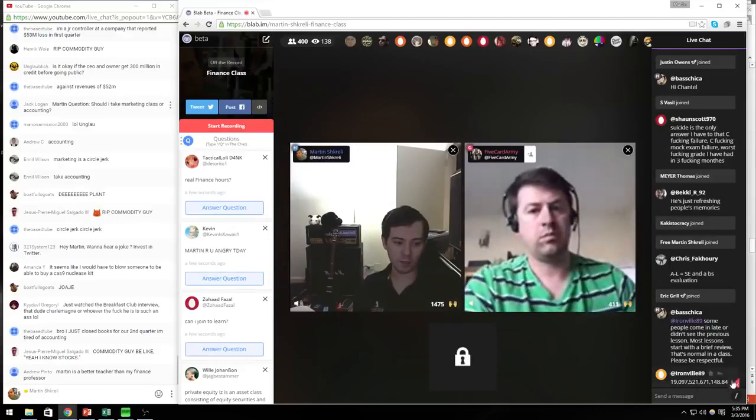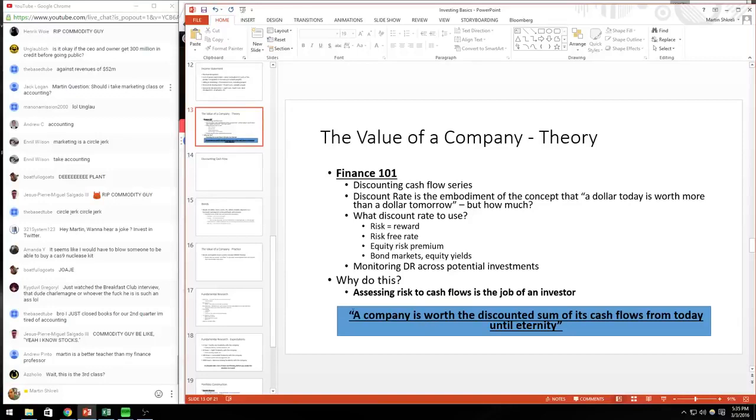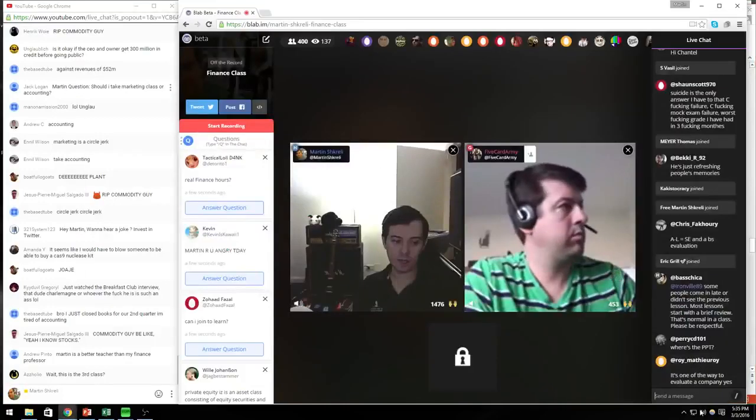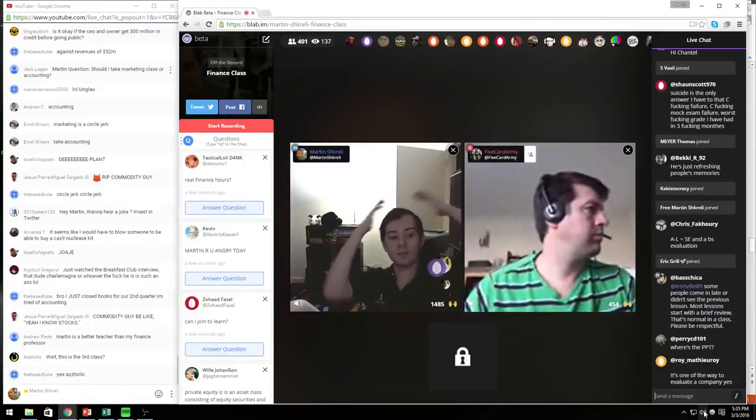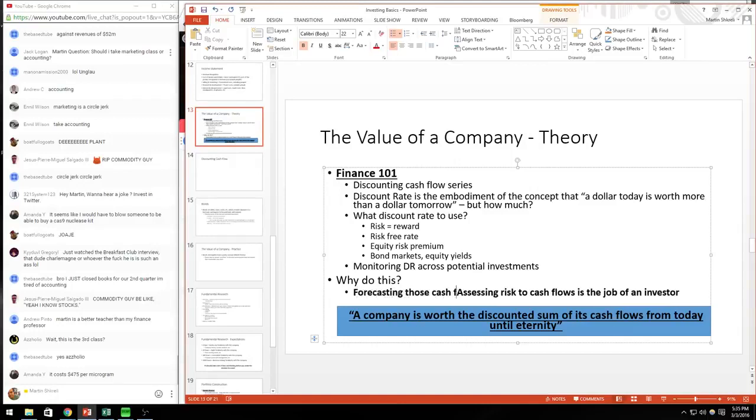A company isn't worth its cash flow today or tomorrow. A company is worth its cash flow from today and forever, until forever. And the job of an investor is to calculate those cash flows, to forecast those cash flows. That's kind of the first half of it. Forecasting those cash flows and then assessing the risk to those cash flows is the job of an investor.